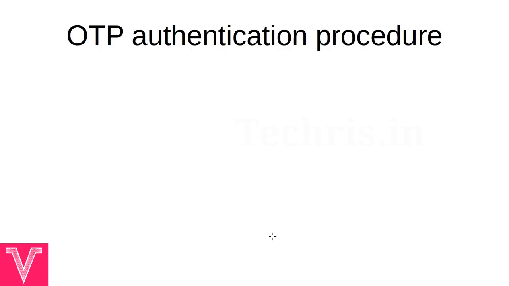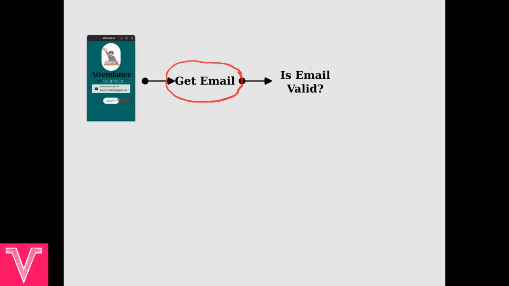Let's see how the email OTP authentication works. For the email authentication, you need a user email ID. We'll create a layout where you'll get the email ID of the user, and once the user enters the email ID and clicks this get OTP button, we will get the email of the user. The email will be checked whether it is valid. If it is not valid, the user will be prompted and asked to enter a valid email.